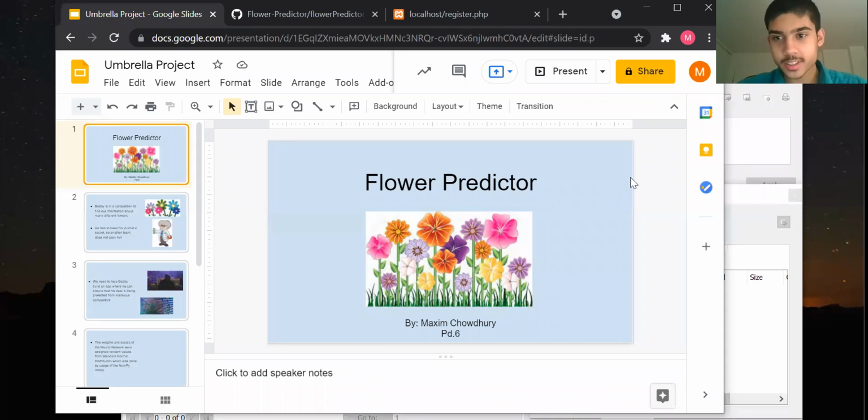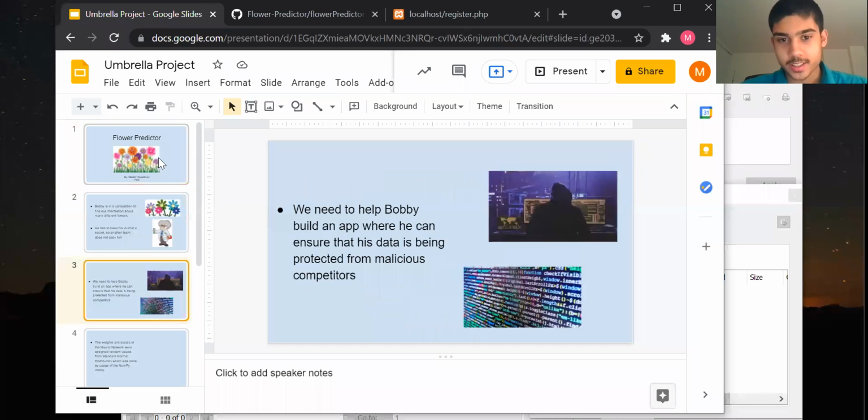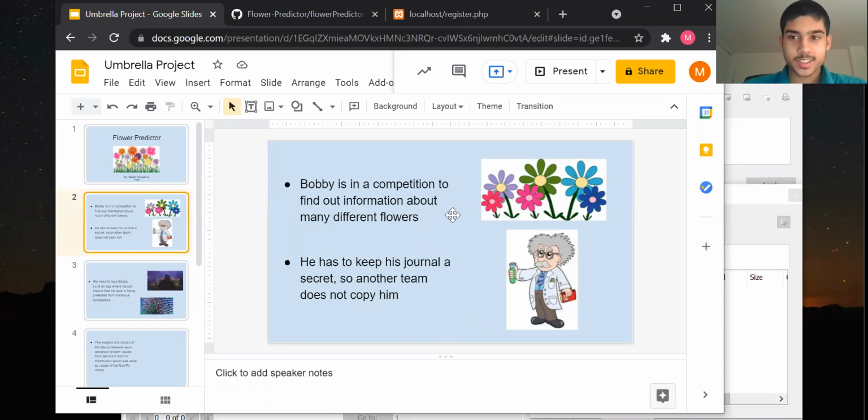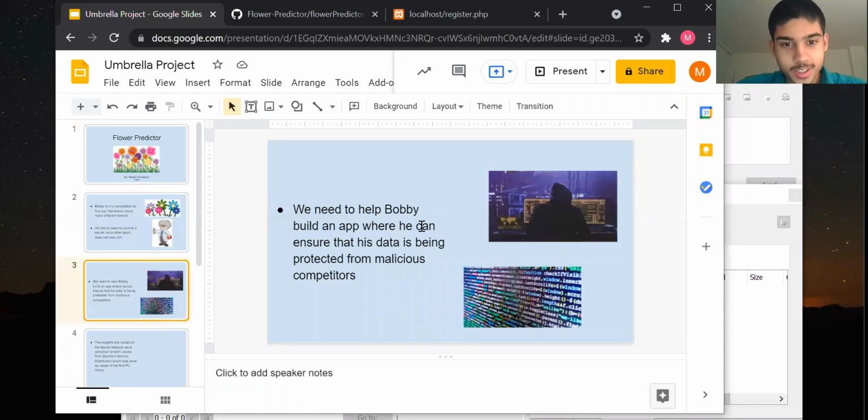So for my project, I made a flower predictor, and the prompt is that Bobby is a scientist and he's in a competition with other researchers to find out information about many different flowers, and he has to keep a journal a secret where he makes all his notes so that another team does not copy him. And we need to help Bobby build an app where he can ensure that his data is being protected from malicious hackers who want to use SQL injection or hack into the database.